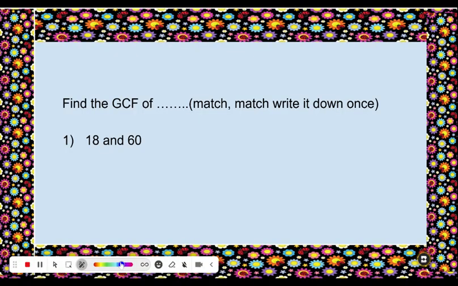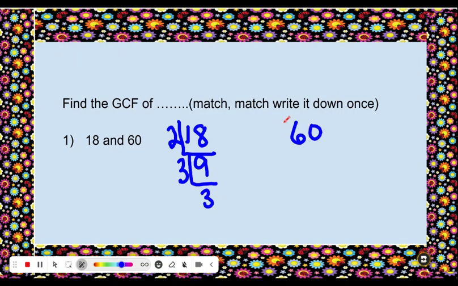Okay, now we're going to take a look at the greatest common factor. Just match, write it down. Factors, remember how the number gets broken down into its factors. Okay, so I'm going to use 2 again. Half of 18 is 9. And then 3 times 3 is 9. All prime numbers done. 2 times 3 times 3.